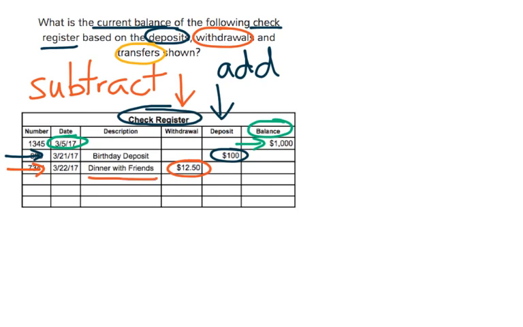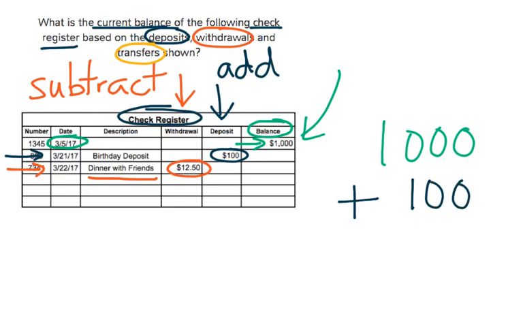Okay? So basically, all you need to do in these types of problems is take the starting balance, add your deposits, in this case, $100. So I'm going to write $1,000 plus $100. And then you're going to subtract whatever these withdrawals are. In this case, it's $12.50. So if you calculate that all out, you'll get your answer here.